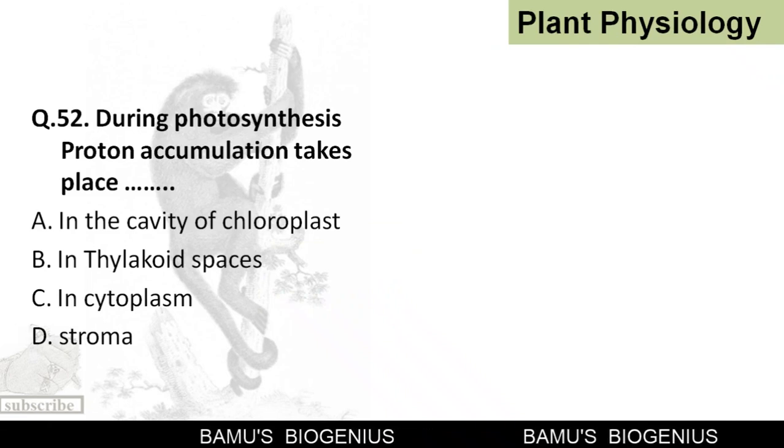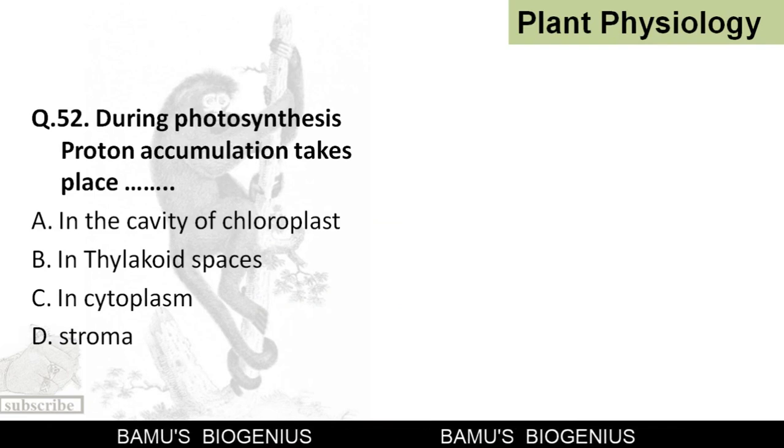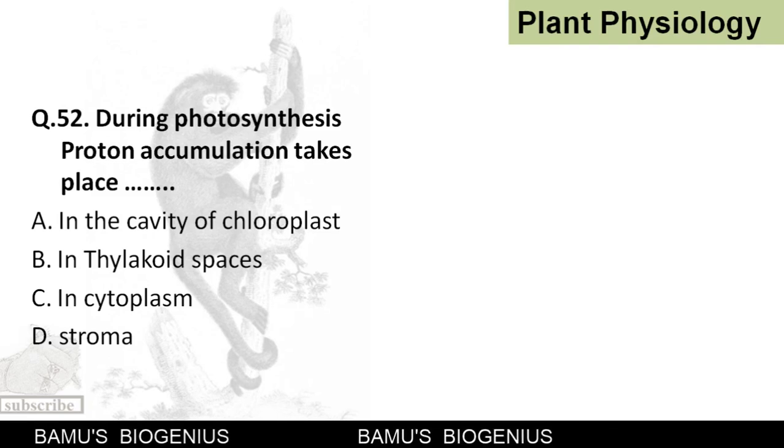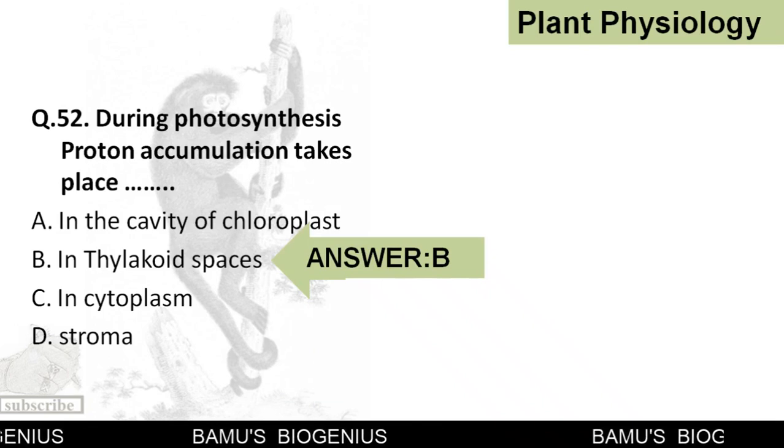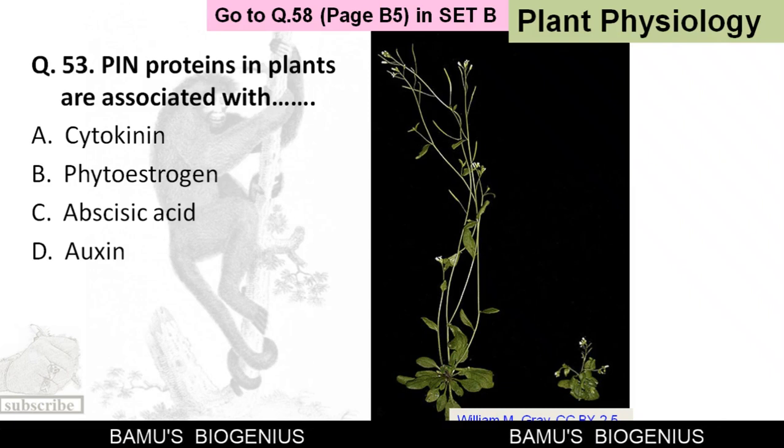Then question number 52 is during photosynthesis, proton accumulation takes place dash. A. In the cavity of chloroplast. B. In a thylakoid space. C. In a cytoplasm. And D. In a stroma. The answer is in a thylakoid space. So answer is B.